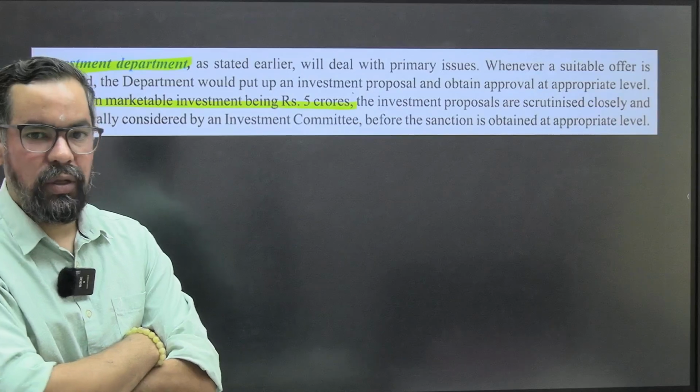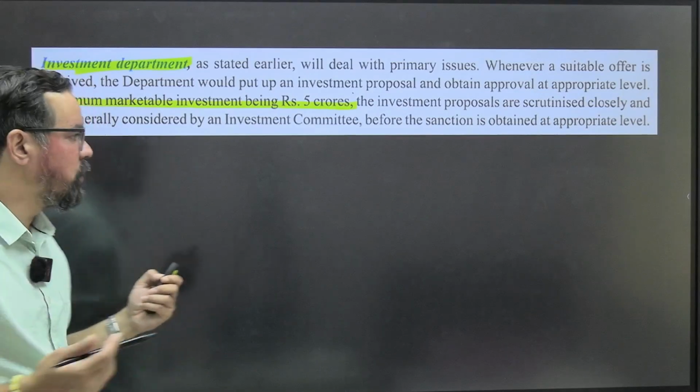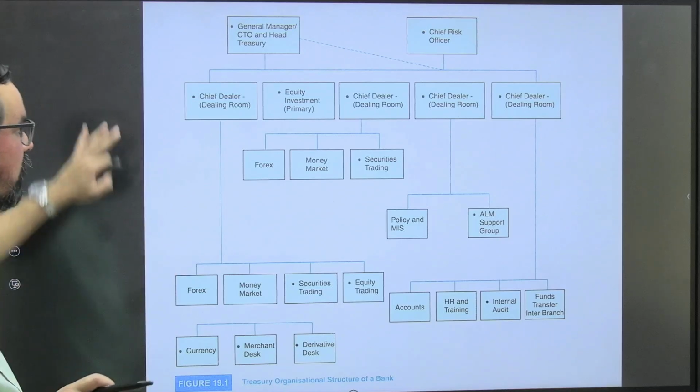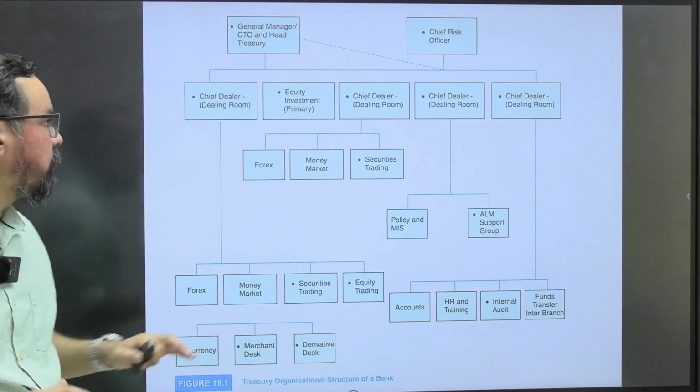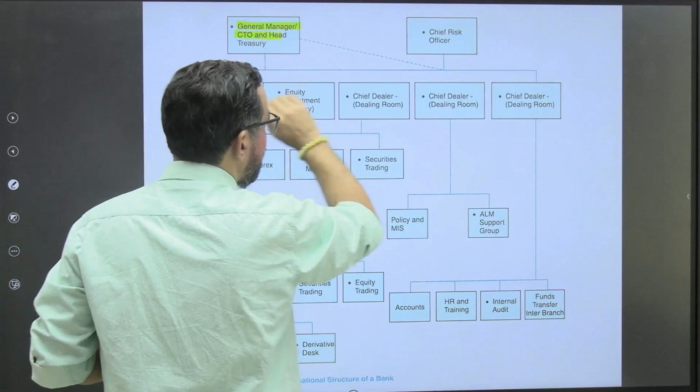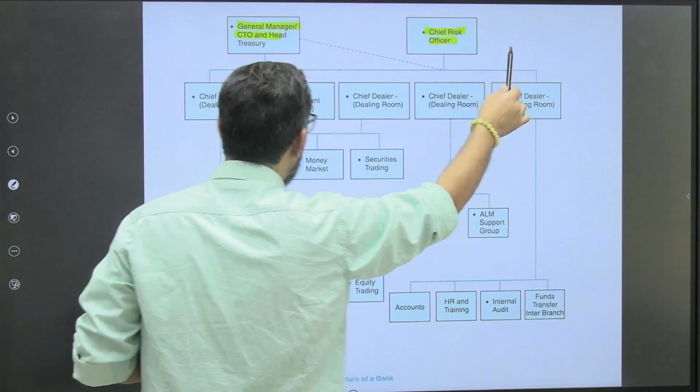तो investment से related जो activities होती हैं बैंक की, and if bank is entering into these kind of contracts also, so ये आपका overall. ठीक है. So we have general manager or CTO or head of treasury team, chief risk officer.